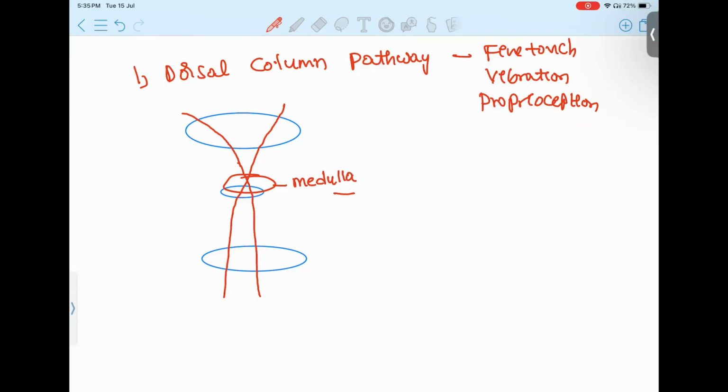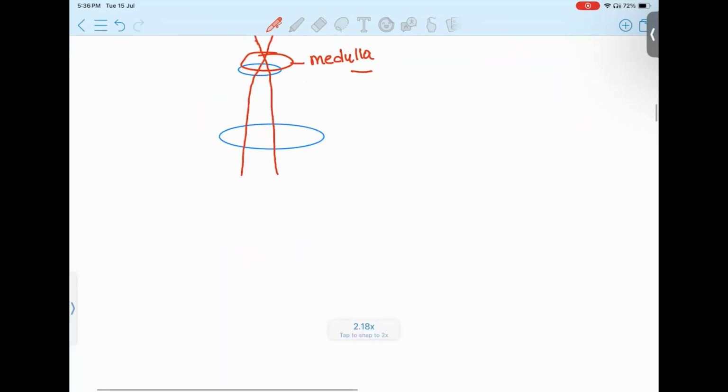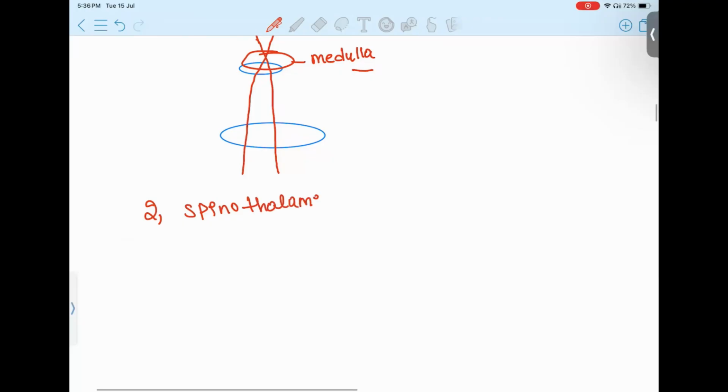So the problem here, if the patient has lesions on this side, we will be discussing in the next section, the Brown-Sequard syndrome. Next, the other pathway, we have the spinothalamic pathway. The name itself tells us the pathway travels from the spinal region towards the thalamus of the brain. All right.